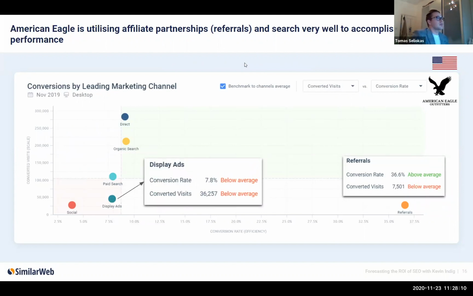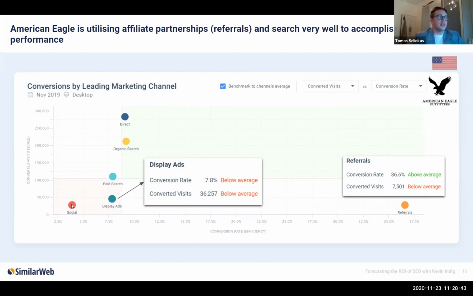So the next part we're going to look at is that we've seen that American Eagle is performing really well in terms of scale, in terms of growth, in terms of conversion rate. So what we're going to look at is leading marketing channels for American Eagle, because it's a great example of what works well and what maybe you should consider doing more. And here in this graph, you can see for November 2019, you can look at every channel, see conversion rate and converted visits for that channel.